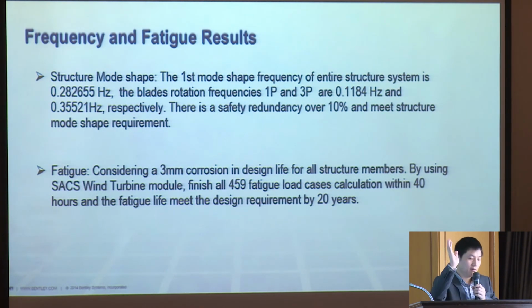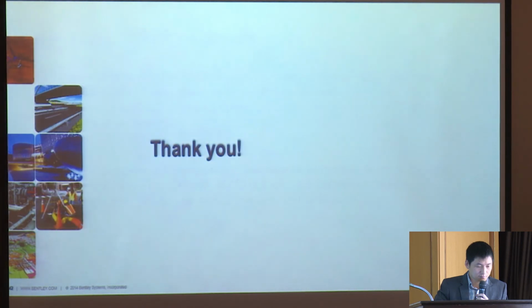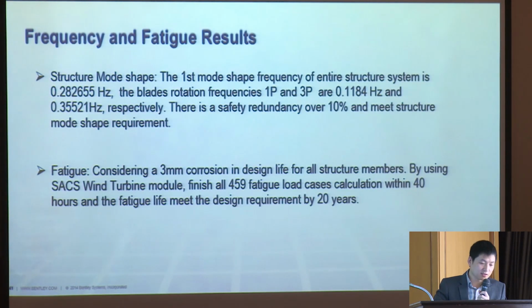And generally for wind turbine foundations, wind turbine structure, the first mode shape is the tower X and Y translational frequency. 퍼스트 모드 쉐이프 같은 경우에는 타워의 X축, Y축 이런 부분들을 고려한 값이 되겠죠. And so there is a safety redundancy over 10% and it meets the structural mode shape requirement. 그래서 세이프티에 대한 리던던시가 약 10%고 또 이 구조에 대한 모드 쉐입의 요구 사항들을 만족시켰다라는 이런 결과값이었습니다.